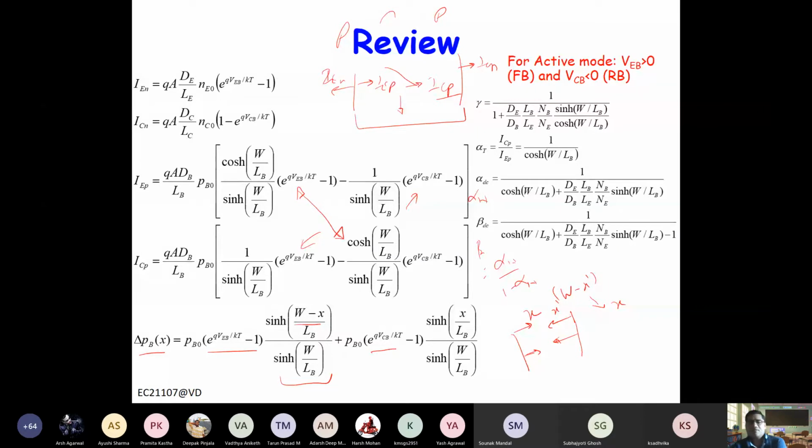So if you operate this BJT in normal mode, we call this alpha N, from emitter to collector. If you operate in inverse mode or reverse mode, then the collector acts as emitter and current flows from collector to emitter, and that we call alpha inverse or alpha reverse, or beta reverse, and the expression will be similar. The only thing that will change here for alpha reverse is that instead of emitter we will have collector, so this will become DC, this becomes LC, this becomes NC, the doping in the collector, and so on.